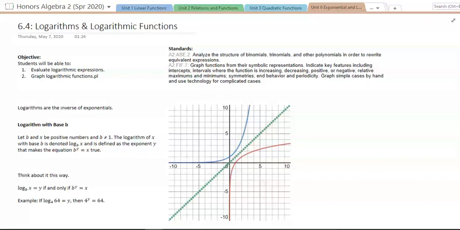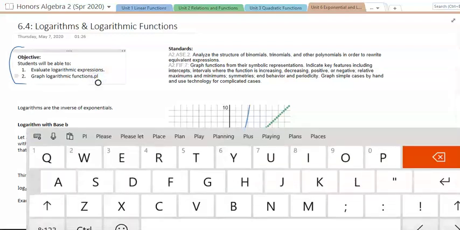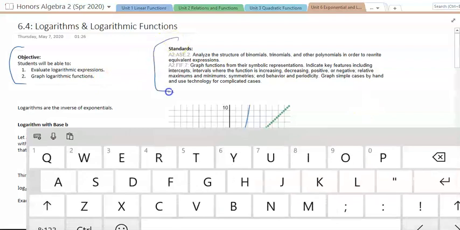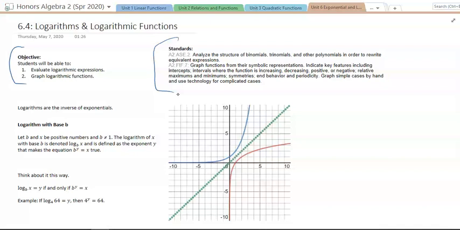All right, we're going to look at 6.4 on logarithms and logarithmic functions. Our objectives today will be to evaluate logarithmic expressions and to be able to graph logarithmic functions. The standards that we're looking at are ASE 2 and FIF 7 that deal with this, but this also leads us towards pre-calculus and their standards as well.